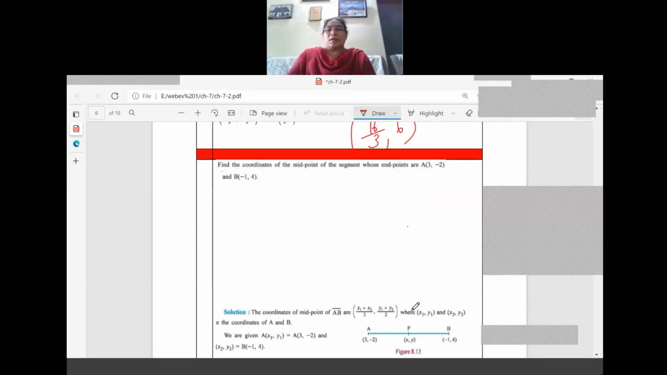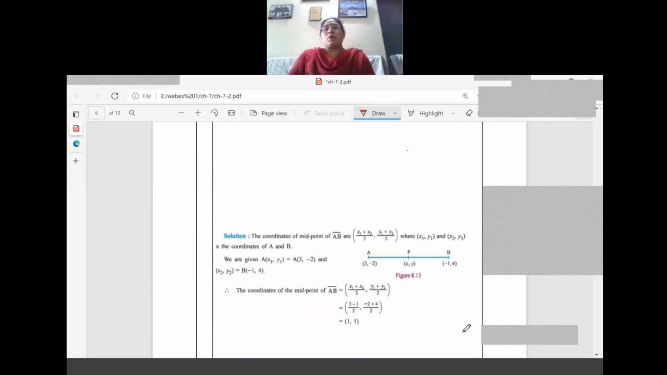Okay, let us check the answer. Midpoint section formula, only 1 comma 1. If anybody is not able to understand, you can see the steps here. 3 minus 1 divided by 2, isn't it? X values added and divided by 2. Then minus 2 plus 4 divided by 2. That is 1 comma 1 only.